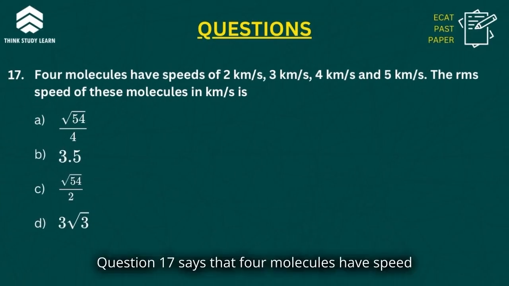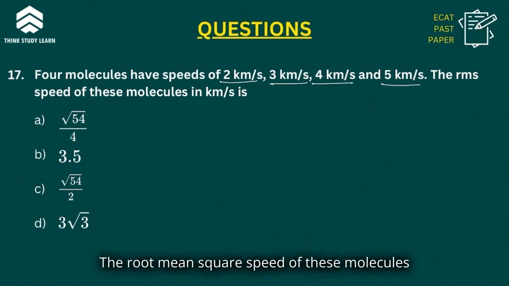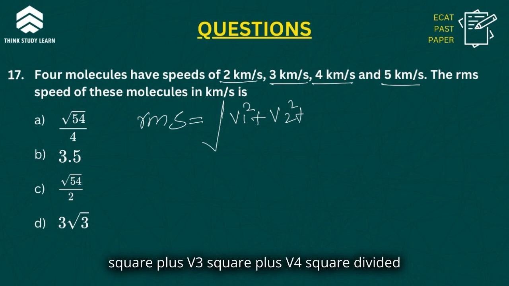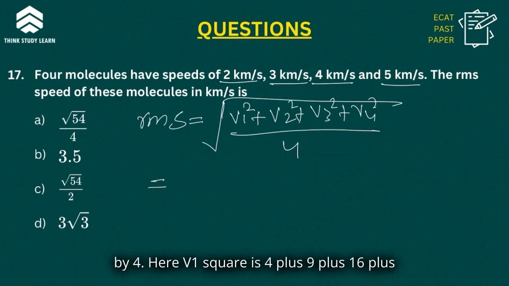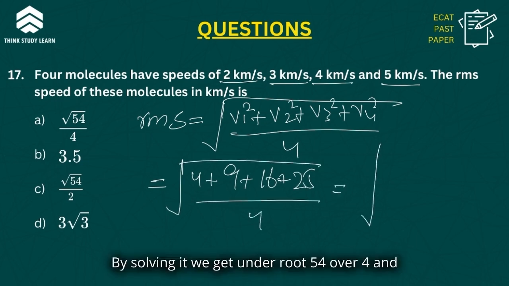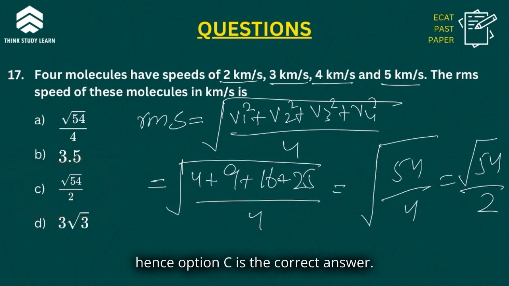Question 17 says that 4 molecules have speed of 2 km per second, 3 km per second, 4 km per second, and 5 km per second. The root mean square speed of these molecules in kilometer per second is, we will use a formula which is RMS is equal to under root of V1 square plus V2 square plus V3 square plus V4 square divided by 4. Here it is 4 plus 9 plus 16 plus 25 divided by 4. By solving it, we get under root 54 over 4, and by simplifying it, we get under root 54 by 2. Hence, option C is the correct answer.